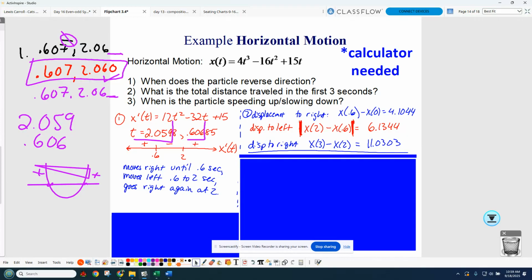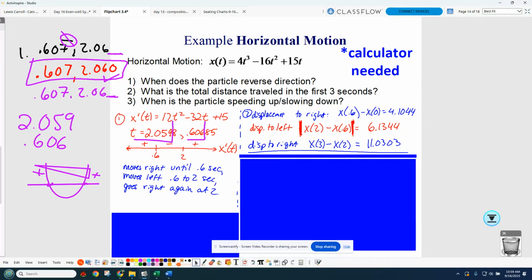And then I turned around, so now I have to do the displacement between those two zeros. And then from when I turned around again, and then add them all together. Yes, displacement, displacement, displacement.